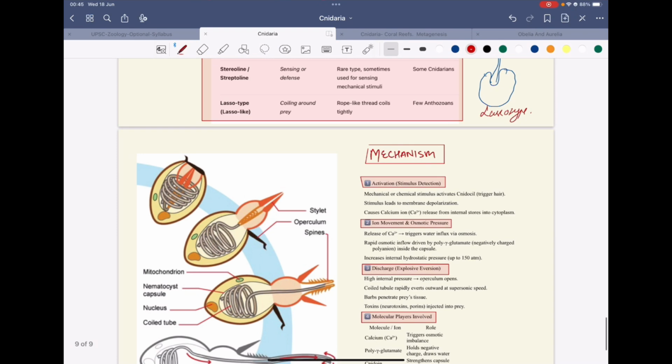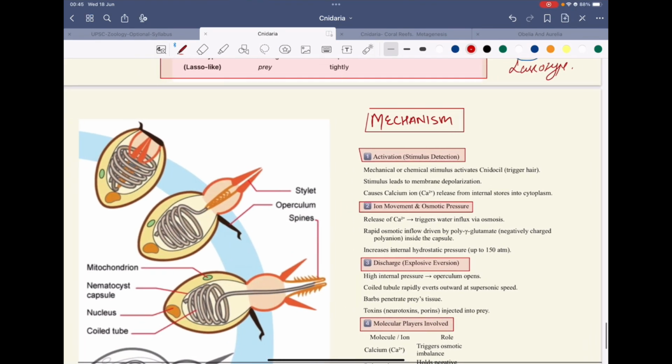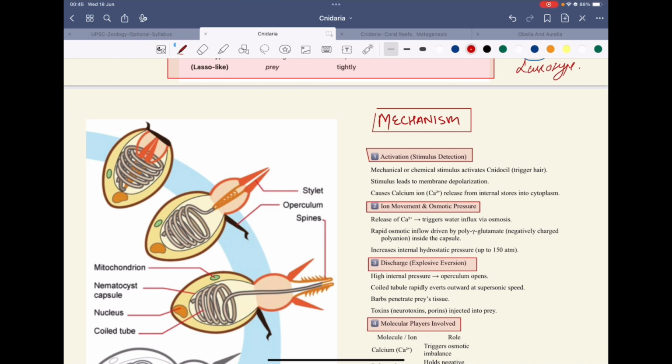Now there is this mechanism. How does it activate? How does it open up? How does it work? You will see that in normal conditions, these nematocysts remain closed.